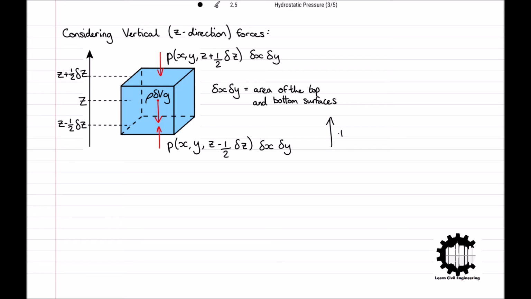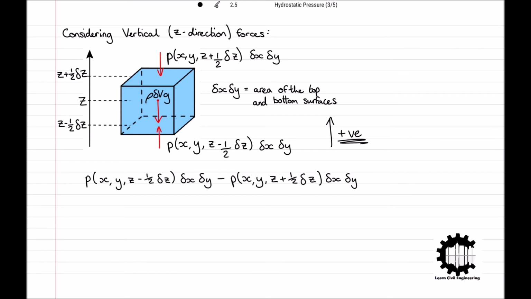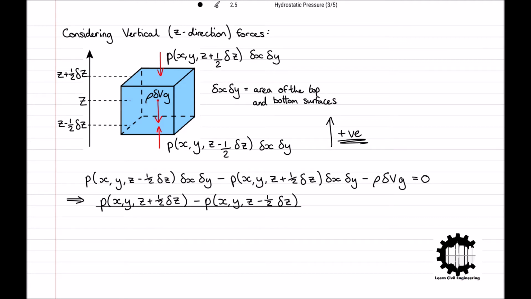Taking forces acting upwards as positive, applying equilibrium gives the force acting on the bottom surface minus the force acting on the top surface minus the weight of the fluid element equals 0. Rearranging for the weight of the fluid element and then dividing by delta V, or in other words, dividing by delta x, delta y, delta z, we get that the pressure with respect to the coordinate x, y, z plus half delta z, minus the pressure with respect to the coordinate x, y, z minus half delta z, all divided by delta z, is equal to negative rho g.